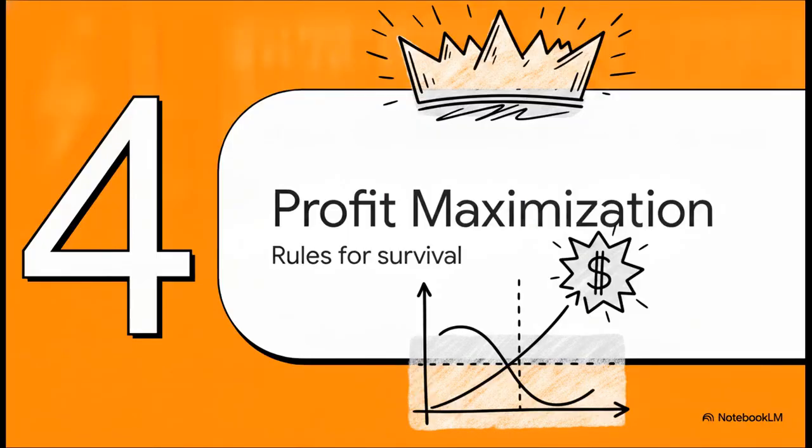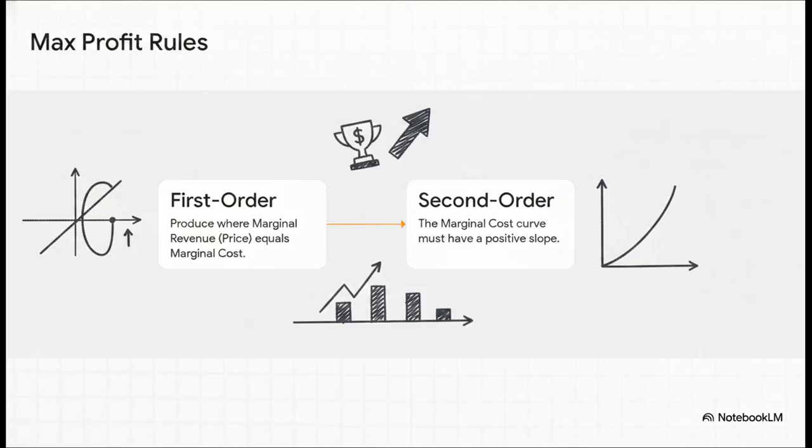Section 4, Rules for Profit Maximization. All right, we have our cost curves. Now we crown them with the overarching rules of the market to solve the ultimate problem every single business faces: how to maximize profits. To squeeze every last cent out of a competitive market, you have to follow two strict mathematical survival rules. First is the first-order condition. A firm must produce at the exact output level where marginal revenue, which is the market price, equals marginal cost.